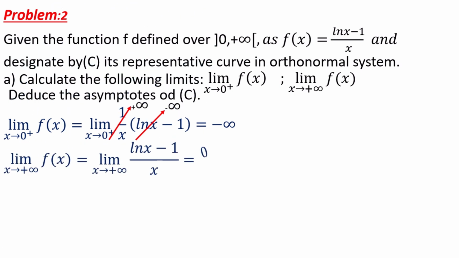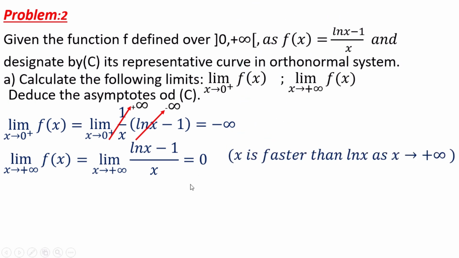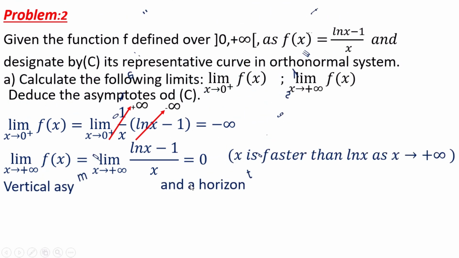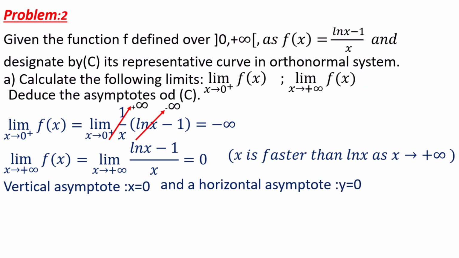Limit of f of x as x goes to plus infinity, this is the limit of (ln x minus 1) over x, equals 0 because x is faster than ln x as x goes to plus infinity. So here we have a vertical asymptote and a horizontal asymptote. Vertical asymptote x equals 0, horizontal asymptote y equals 0.